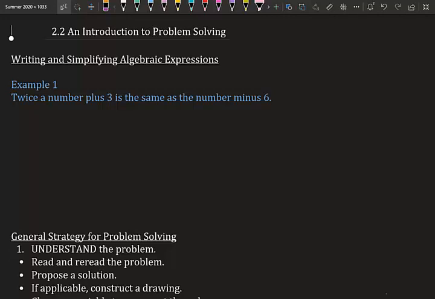2.2, an introduction to problem solving. So, writing and simplifying algebraic expressions. This is a really important chapter, or section, 2.2. So make sure you really get it down, watch it a couple times, focus on your homework for this. 2.2 is that first introduction of really how to understand word problems.